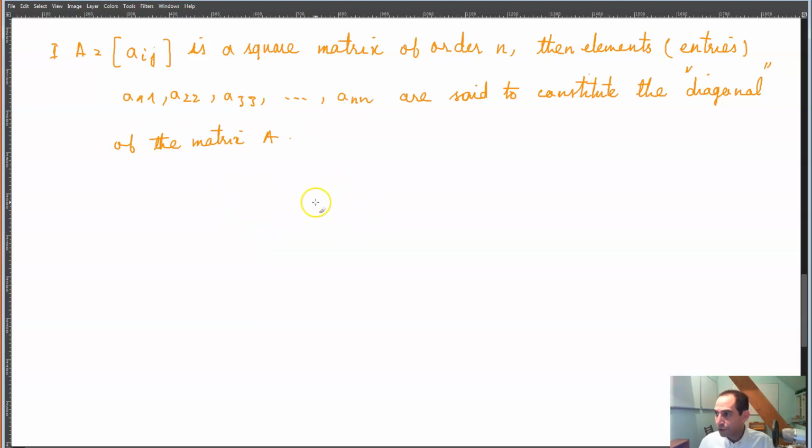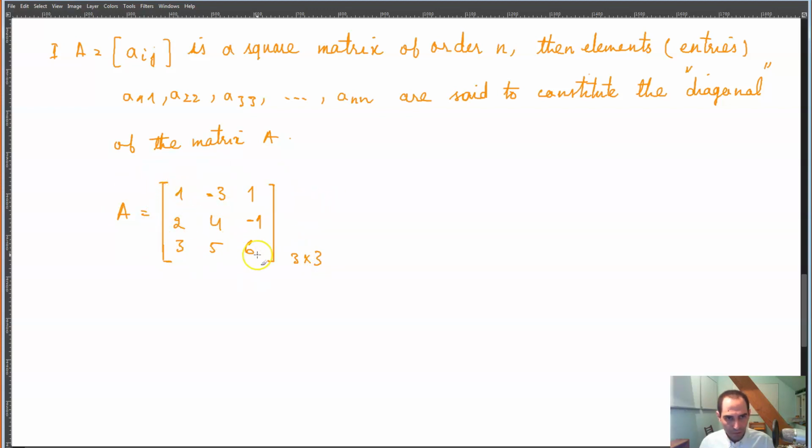Meaning that, for example, if you have this matrix A as, for example, 1, -3, 1, -3, 1, and 2, 4, for example, -1, and 3, 5, and 6. If this is your matrix, of course you can see that this is a 3 by 3 matrix. It's a square matrix of order 3.